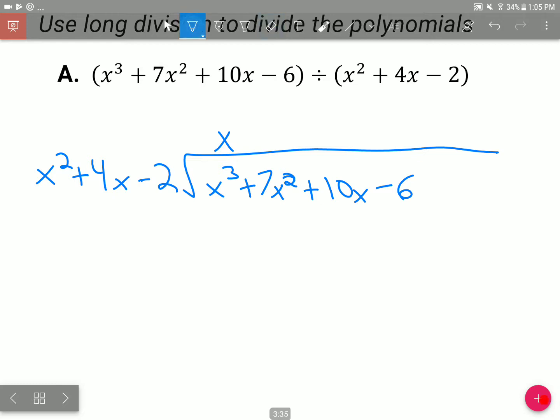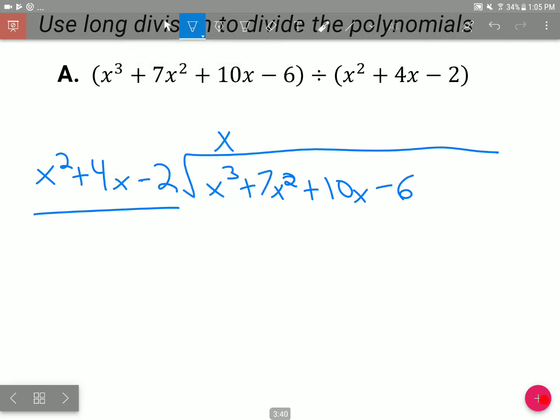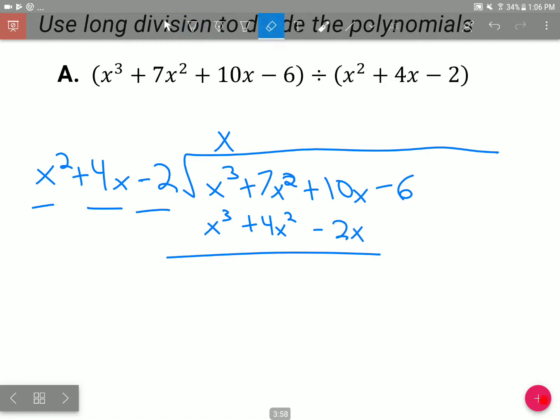All right? And then you multiply that by all of these guys. All right? So x times x squared is x to the third. X times 4x is 4x squared. X times negative 2 is negative 2x. Cool? All right. Now, on regular long division, what would you do at this point? You would subtract. All right. Now, I'm going to do something slightly different because I don't like subtracting negatives.